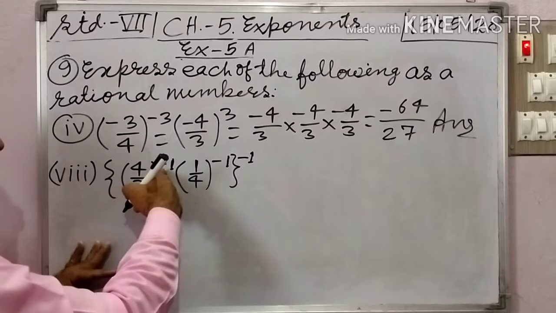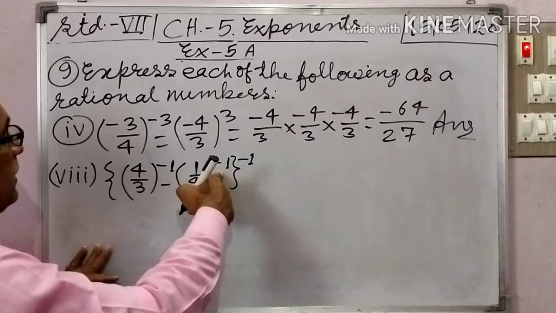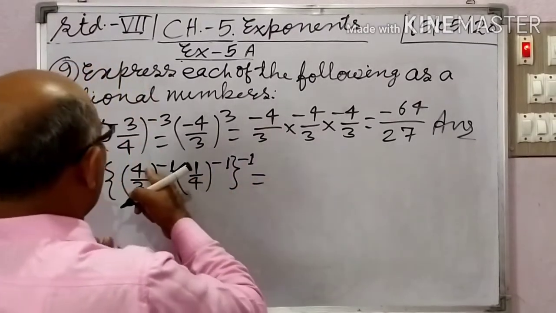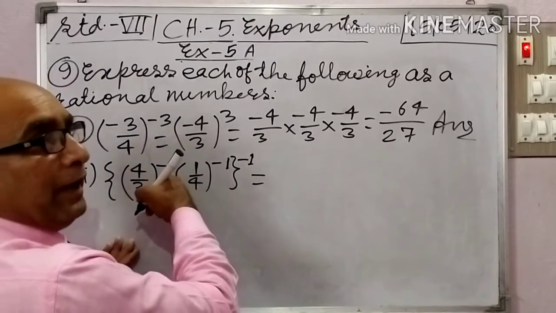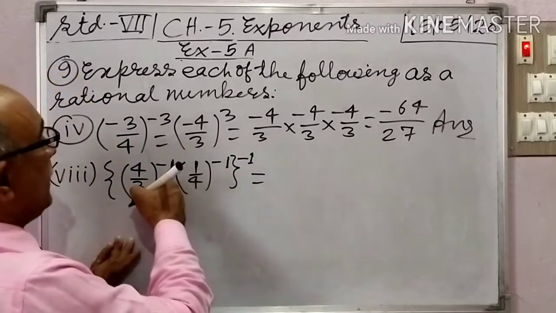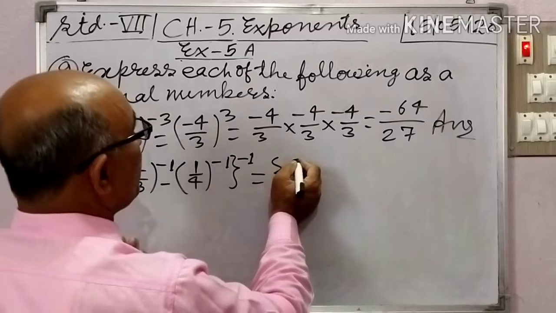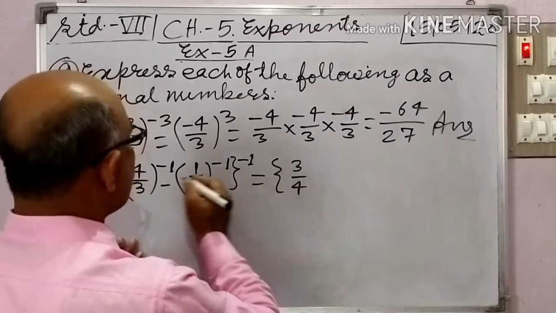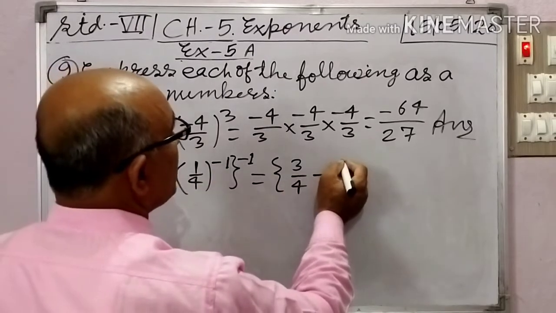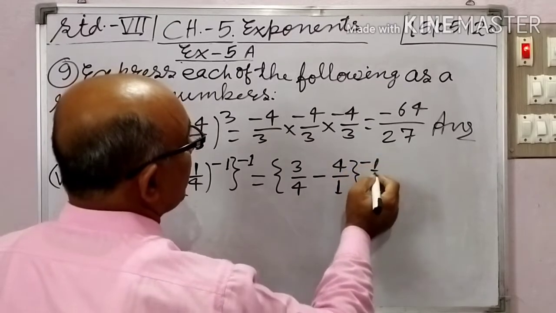Question number 8: 4 by 3 to the power minus 1 minus 1 by 4 to the power minus 1, whole power minus 1. So solve it. A by b to the power minus 1 means b by a. So 4 by 3 to the power minus 1 equal to 3 by 4. Minus 1 by 4 to the power minus 1 means 4 by 1, whole power minus 1.